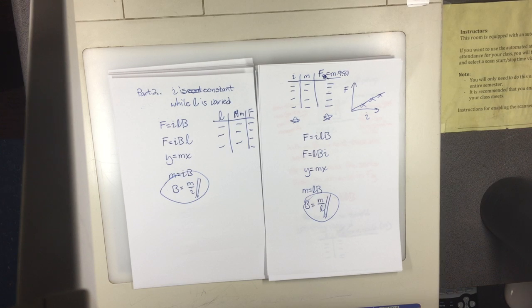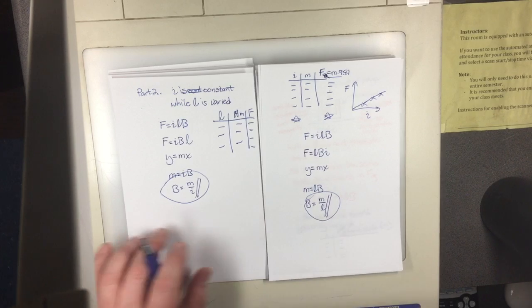In the first part, you're adjusting current with a fixed length. In part 2, you've got a fixed current but adjusting the length. The consistent thing is the fact that the magnet is the same. So you can push on it, pull on it, all that fun stuff, and you get these forces.